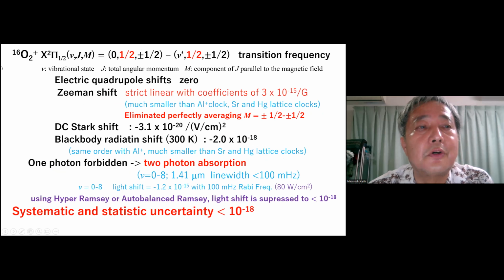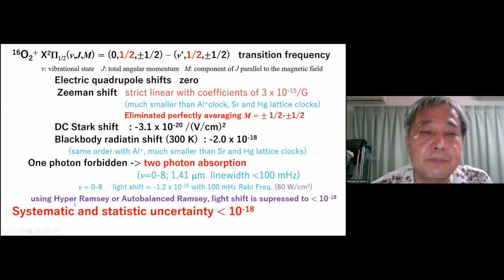And also for the O2+ molecular ion, for J is 1/2 to 1/2, the electric quadrupole shift is 0. The Zeeman shift exists, but it is strictly linear with a coefficient of 10⁻⁵ per Gauss. It is much smaller than in previous atomic clocks, and it is perfectly eliminated by averaging 2 transitions, M is 1/2 to 1/2 and -1/2 to -1/2. And the Stark shift and blackbody radiation shifts are small. This transition is also one-photon forbidden.